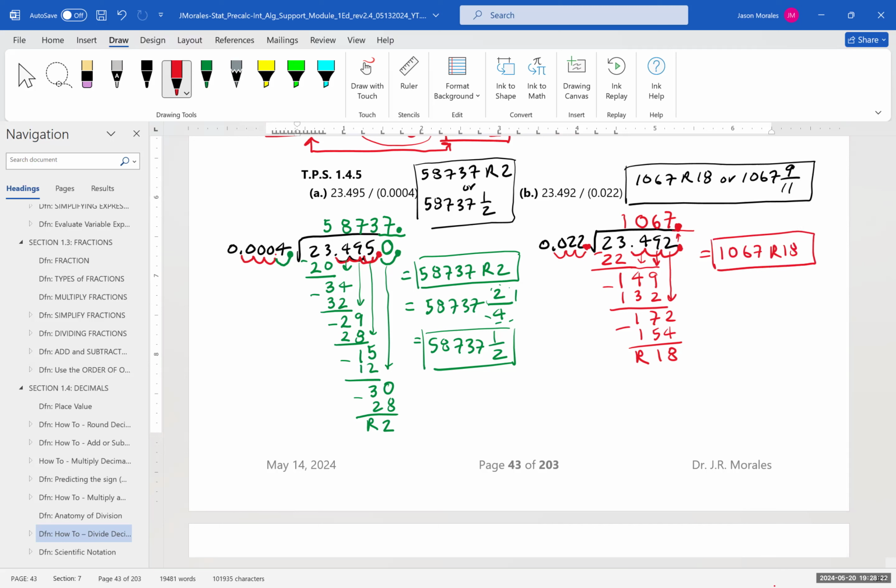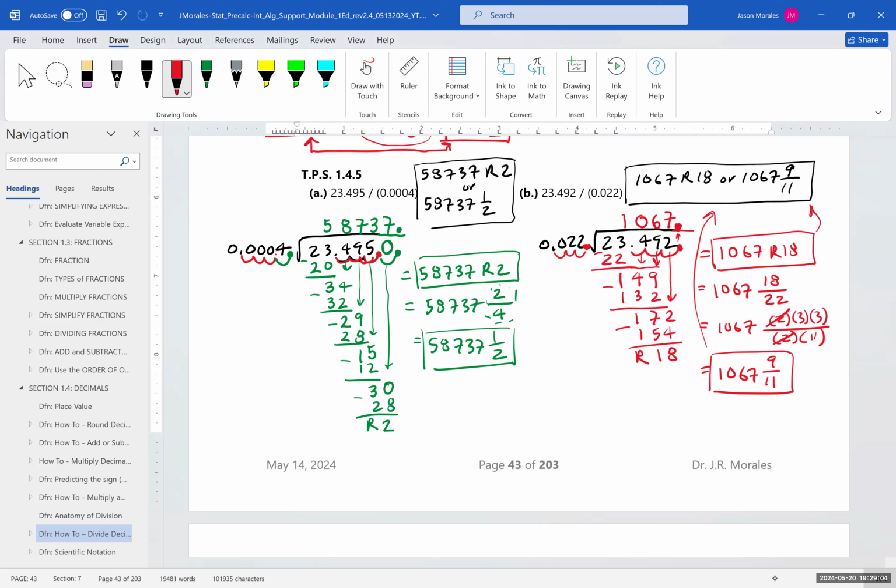Okay, that's one way to write the answer. But we have 1067 with a remainder over the divisor. And just like before, we want to do a factor tree of 18 and 22. And so 18 can be written as 2 times 3 times 3. And 22 can be written as 2 times 11. The 2's cancel. So we're left with 1067 and 9/11ths. All right. So that's the answer that I told you earlier.